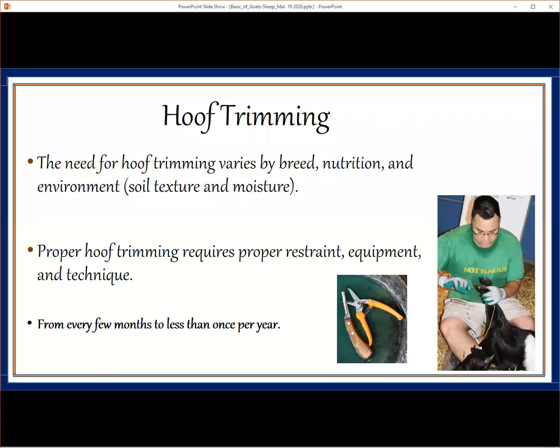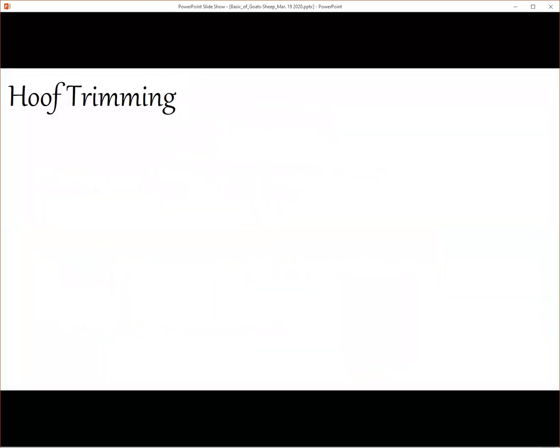How often do you do it? It depends. That's one of the best extension answers. It depends. More than once a year is preferable. Check your animals. Look at them. See how they are walking and how they look every morning when you walk them.